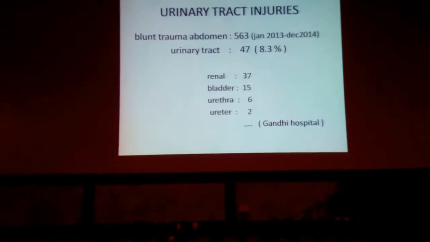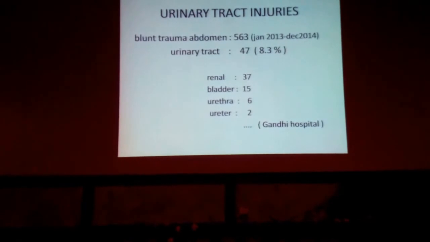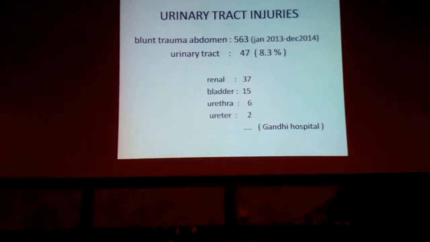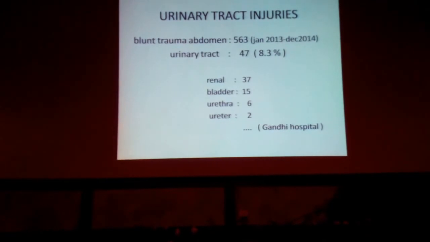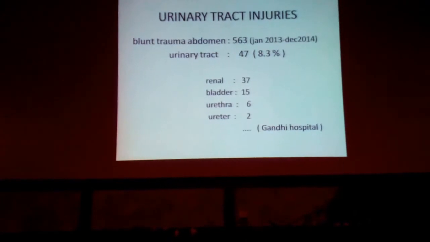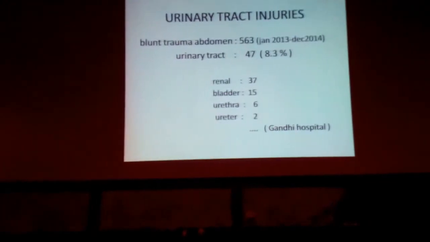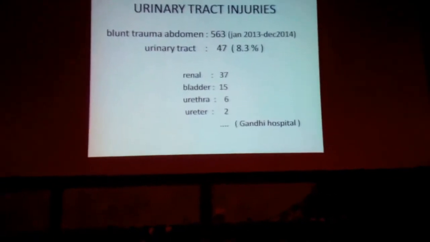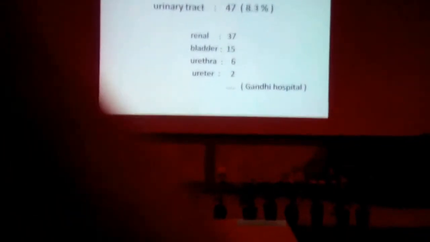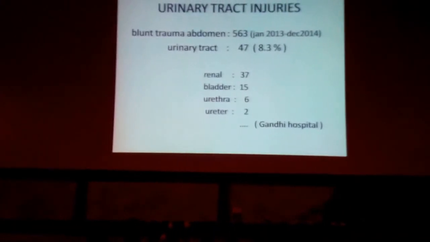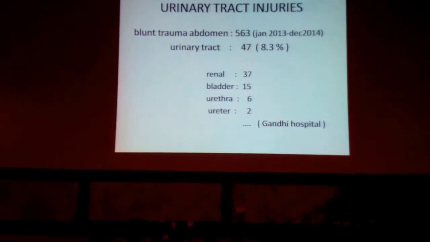We made a small study in our hospital. For the last 2 years we have collected the data. Of total abdominal injuries, almost we get 1 or 2 cases of blunt injury in the abdomen directly coming from casualty, all blunt injuries after ultrasound. So we found about 47 cases out of a total of 563 cases of abdominal injuries. Renal involvement, contusion, laceration, was 37, and bladder involvement combined with urethral involvement was 15 and 6, and 2 cases had ureteral injuries. This is just to give a rough idea of the importance of renal involvement.